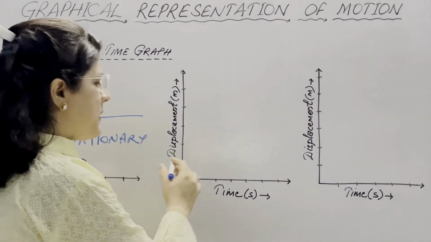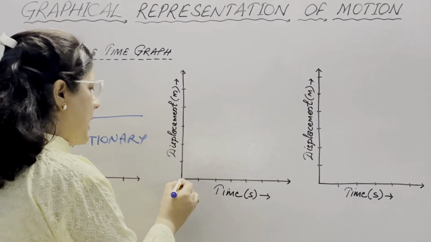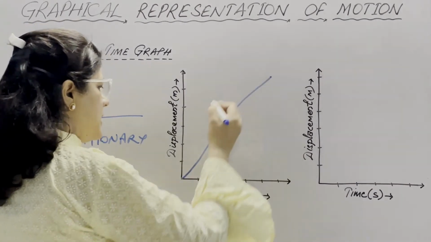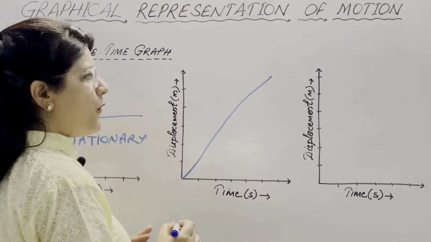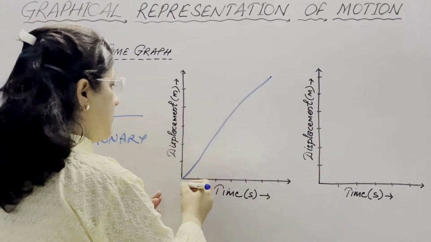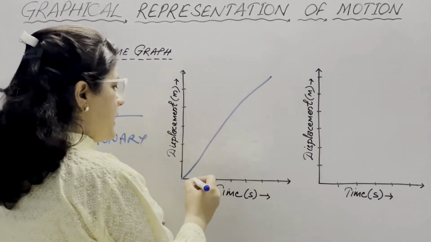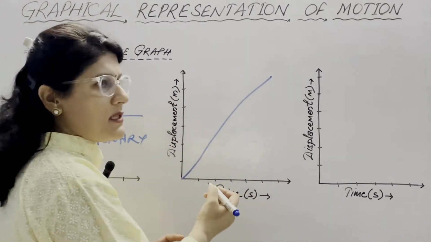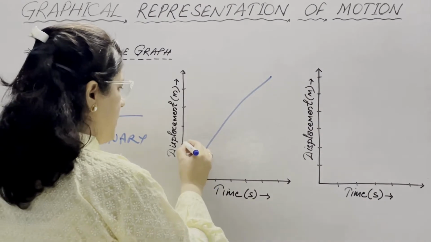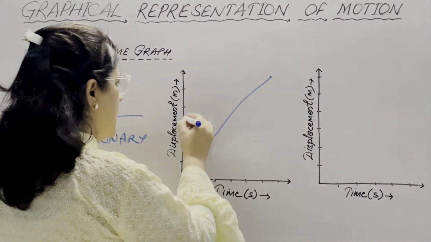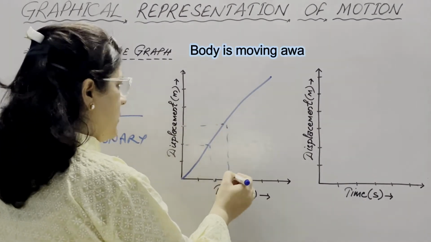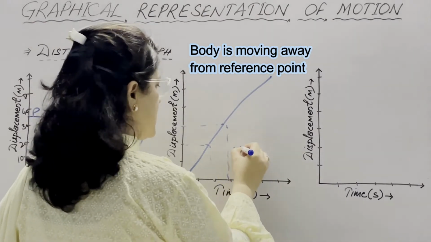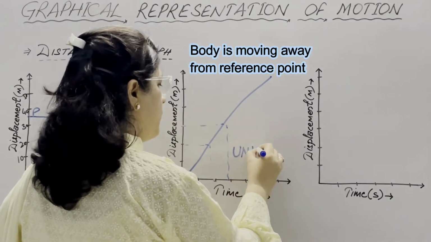And when the displacement time graph shows a line inclined to the x-axis, this shows uniform motion, because the motion of this particle is in uniformity with time, because equal distance is covered in equal intervals of time. Equal distance in equal interval of time. So this is the distance time graph for uniform motion.